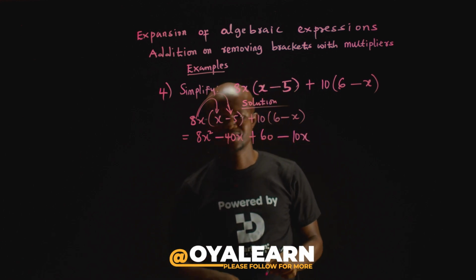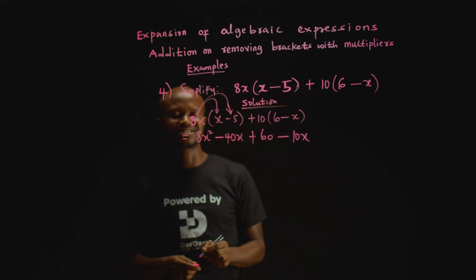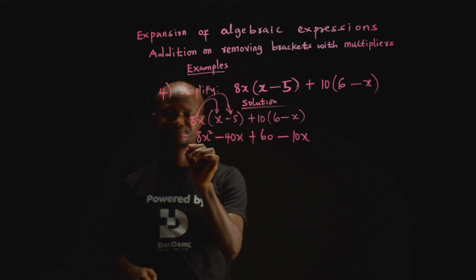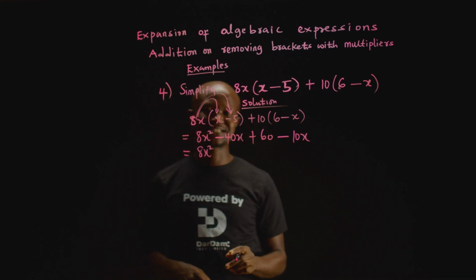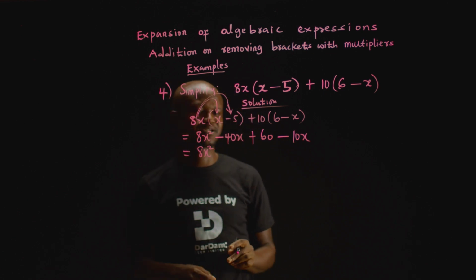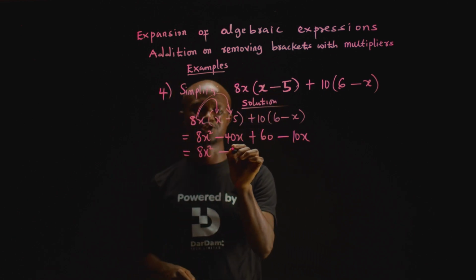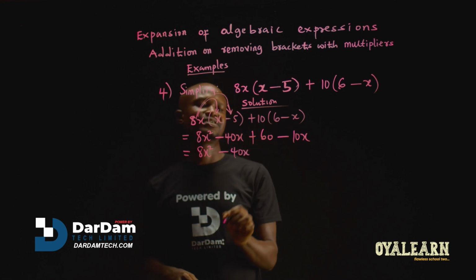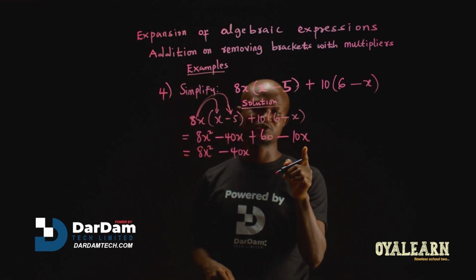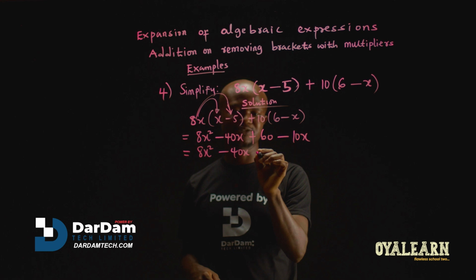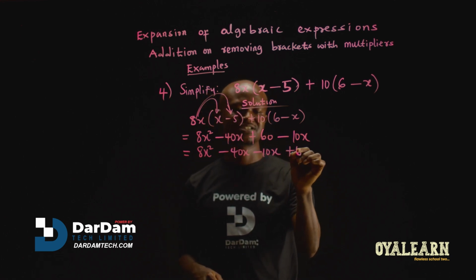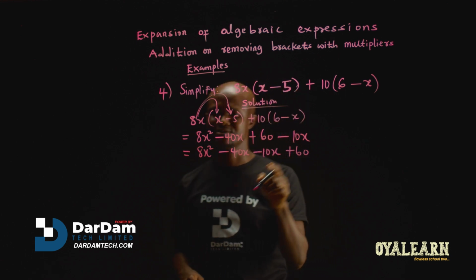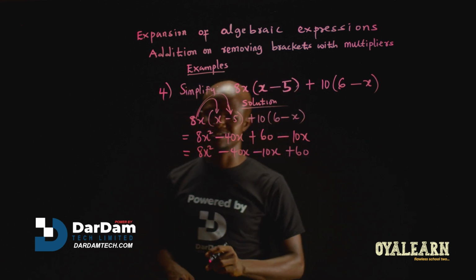10x. The next thing is to collect the like terms. We have 8x squared, no like term to this, so it will remain the same. We have minus 40x, and there's a like term to it, which is minus 10x. Then we have plus 60, no like term to plus 60, so it will remain plus 60.